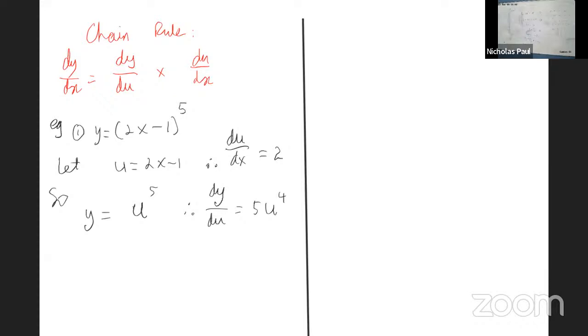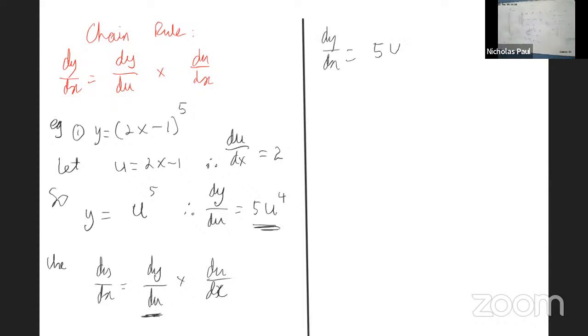Now for the long part, we're going to use the formula dy dx is equal to dy du multiplied by du dx. So dy du, that's right here. Dy du is 5u to the power of 4. Du dx is right here, multiplied by 2. So your answer is 10u to the power of 4.